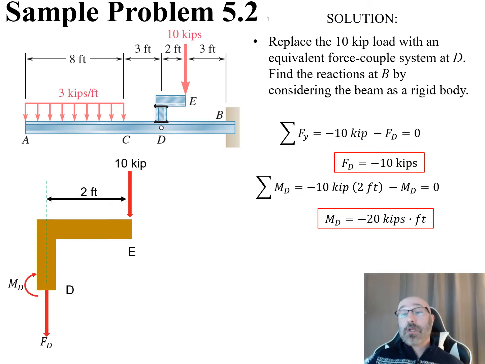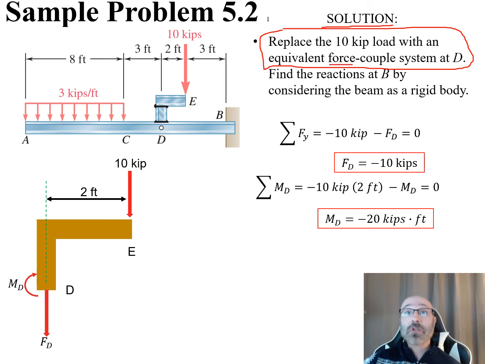So as we jump into our solution, we'll go through that procedure for analysis. First off, let's take a look at the very first part of that first step. This tells us that we want to replace that 10 kip load with an equivalent force couple system at point D. So this is the area that we're looking at right here. What I want to do is redraw this on its own and treat it as a separate part of this whole assembly, so we can get that equivalent force couple system at this point D.